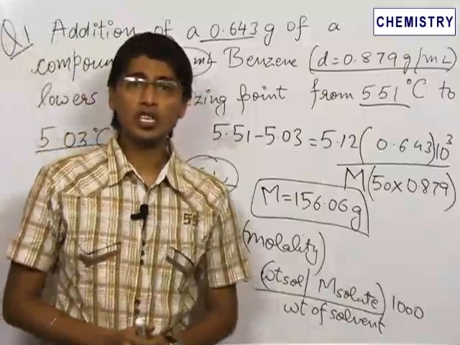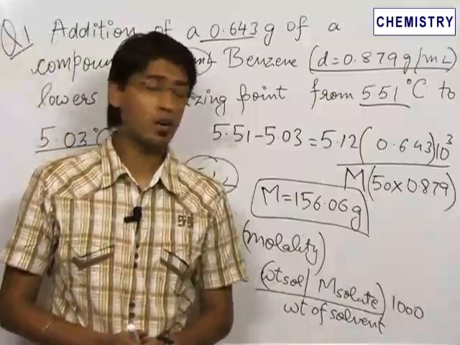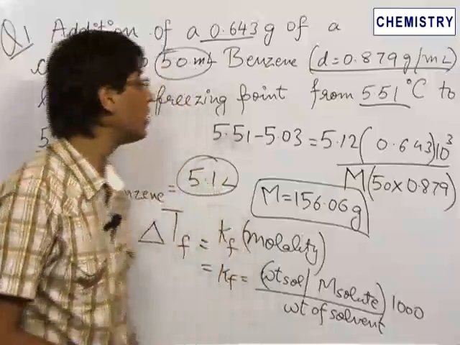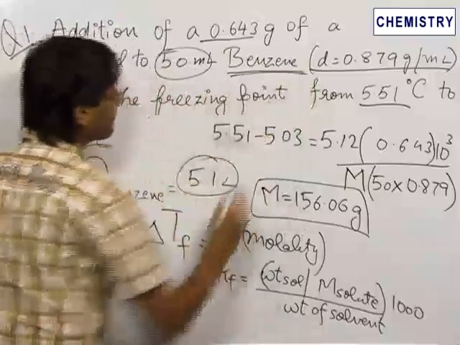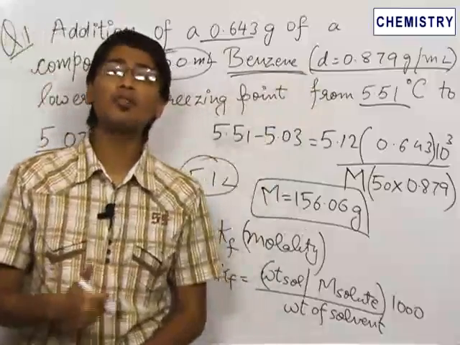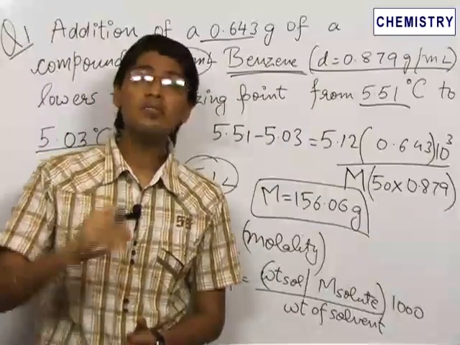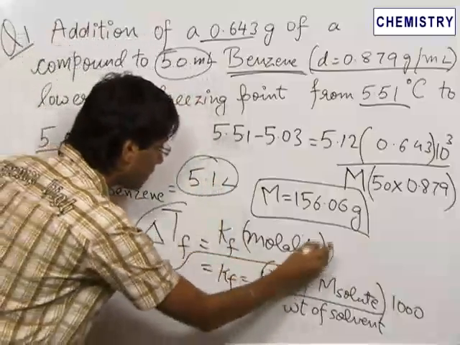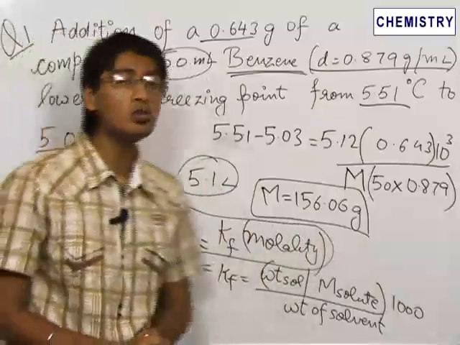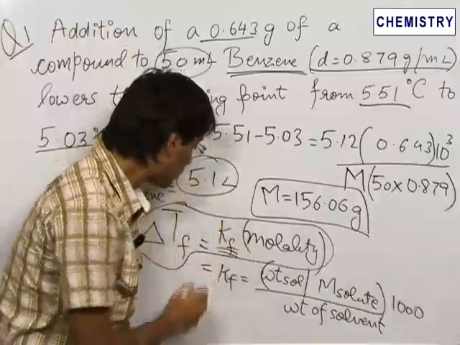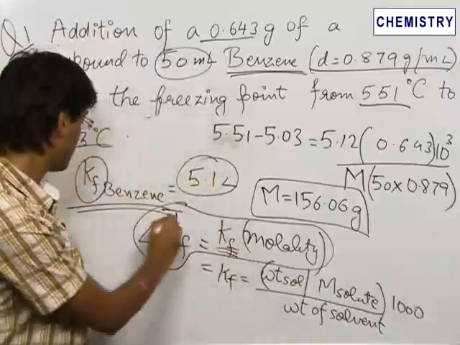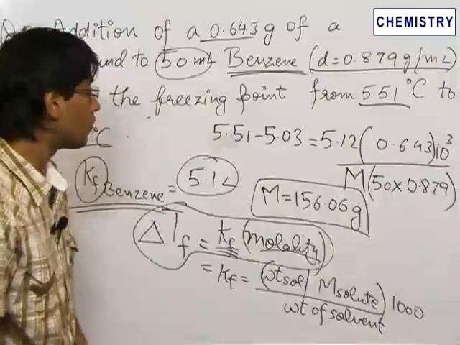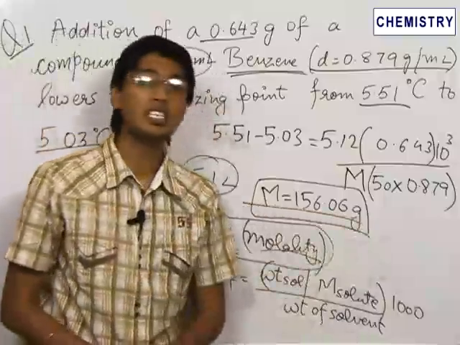This is the most fundamental question of this chapter of liquid solutions and colligative properties. The main concept involved was that if a solute is added to a pure solvent, which was benzene in our case, it causes the depression of freezing point of that solvent. In the same way, it also causes the elevation of boiling point. The simple formula that was involved in this problem was depression of freezing point is equal to Kf, which is the freezing constant for the solvent, times the molality, and hence our final answer for the molecular mass of the solute is 156.06 grams.